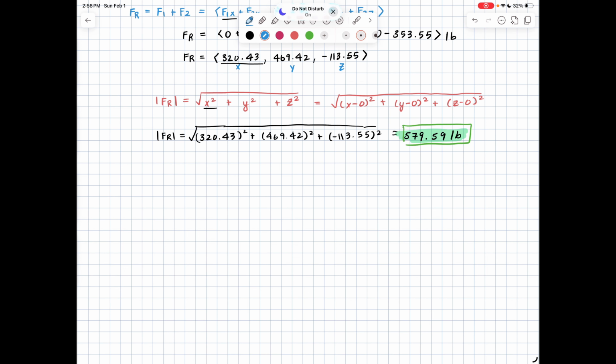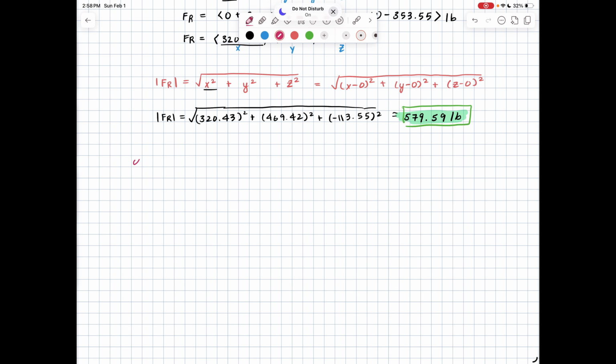Now for the angle, what we're going to have to do is do alpha, beta, and gamma. So we're going to have three angles. And we're going to take the cosine inverse of FRx, so the x value of our resultant force, over our resultant force. And then for beta, we're going to do the cosine inverse of the y component over the magnitude. And then for gamma, we're going to do the cosine inverse of the z component over the magnitude.